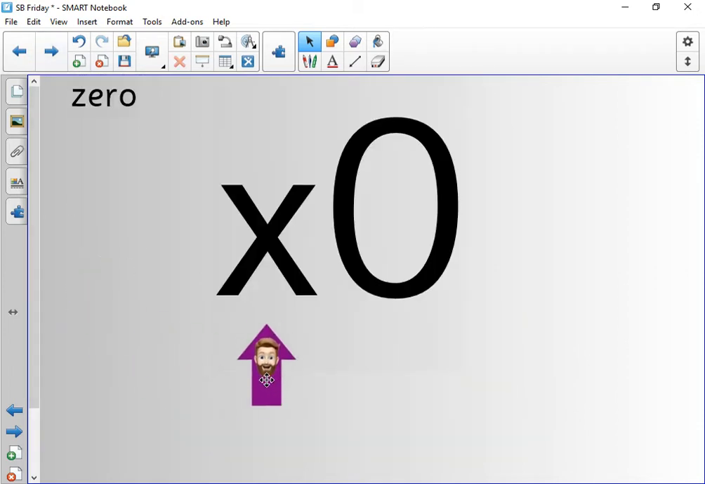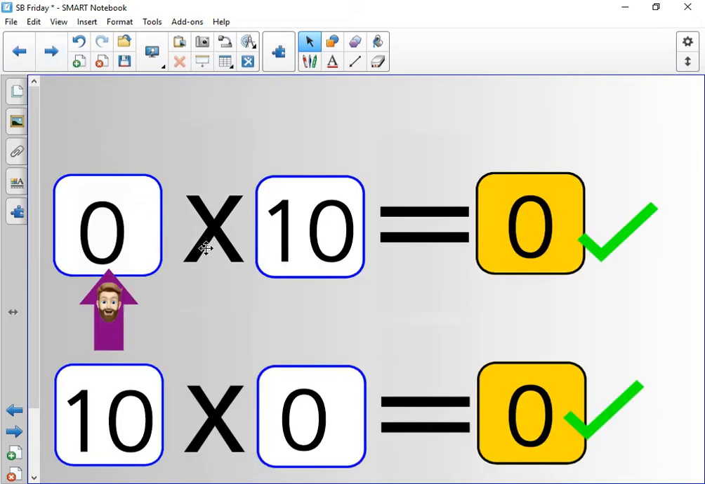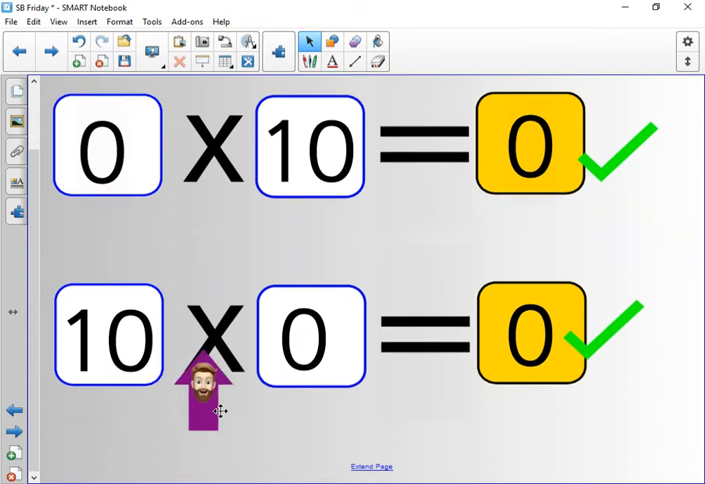Okay, so multiplying by 0. What happens when we multiply by 0? Can you remember? That's right, the answer is always 0. So 0 times 10 is 0, and 10 times 0 is 0. They're the easiest facts to remember.